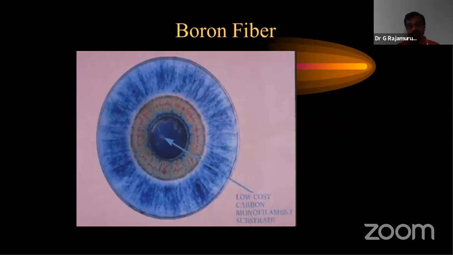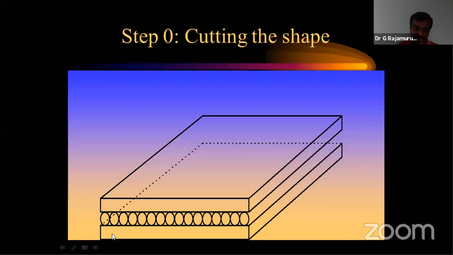Now, this is the boron fiber. So low cost boron fiber. So how they are, I can show one by one. They are adding it in a particular matrix as a substrate. And this is the matrix, and this is the cutting shape of different reinforcement, how they are adding it.